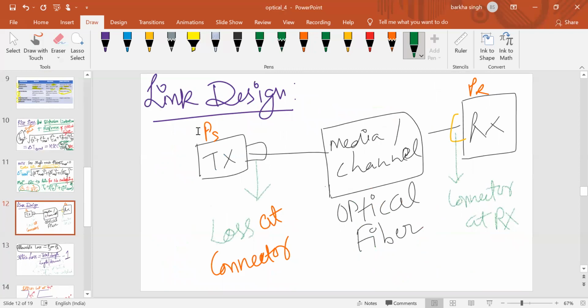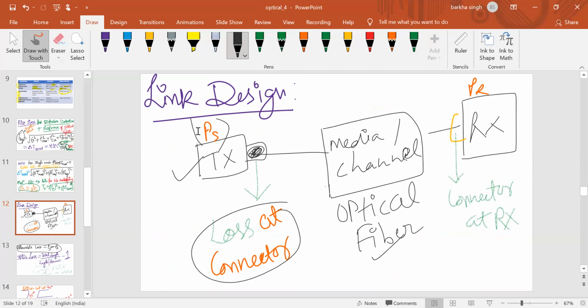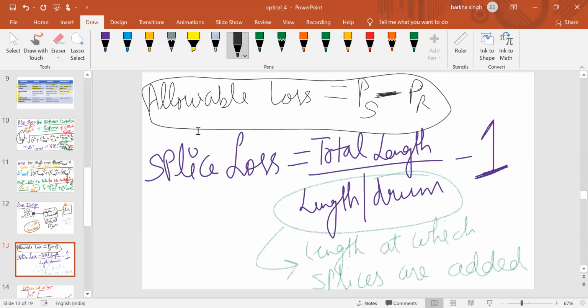Let's see another concept, as we have covered all three signal dispersions very well. Now see the link design concept. Let's take our transmitter, which has the power PS, source power. This is the connector, which goes to the medium or channel, that is optical fiber, and then to the receiver, which has a connected receiver as well. By this arrangement, we can calculate different things like splice loss.